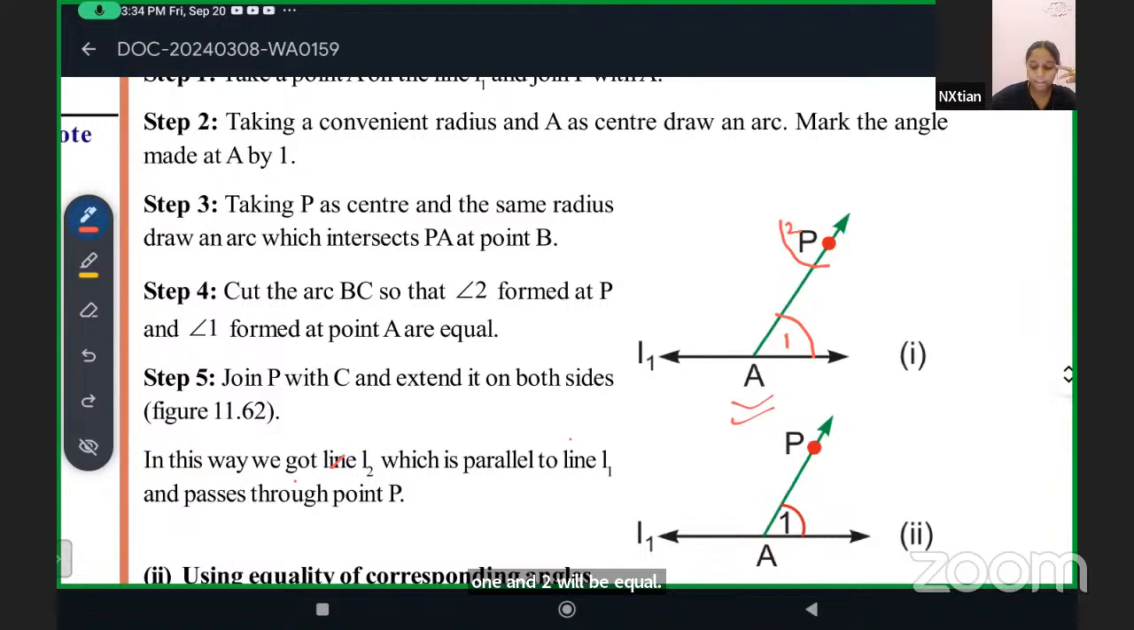Now make a line through P, cutting the above arc. How? Like this.